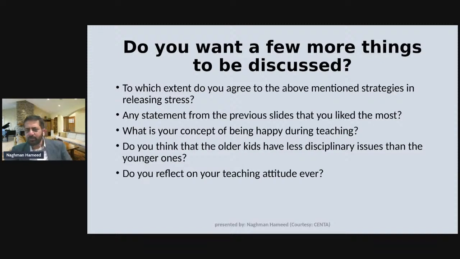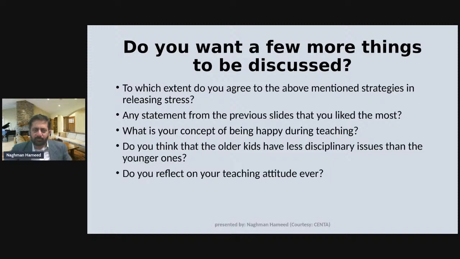What is your concept of being happy during teaching? Do you enjoy teaching? Do you enjoy certain topics? Do you enjoy talking to the students or conducting any activity? There are so many things that can make you happy during teaching. Oh yes, reflection is very important. Thank you so much. Somebody wrote, I reflect a lot in my teaching. That's right. Yes, you like to talk to others. That's right.